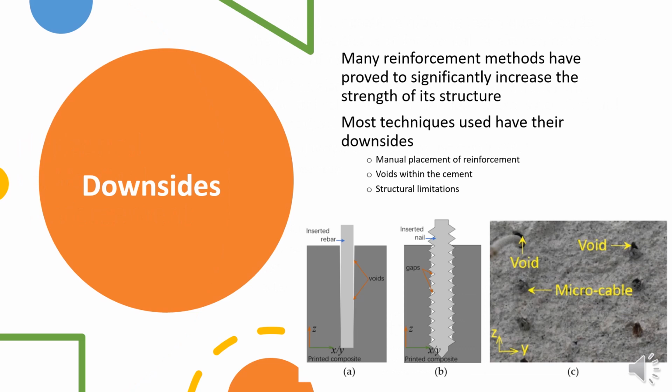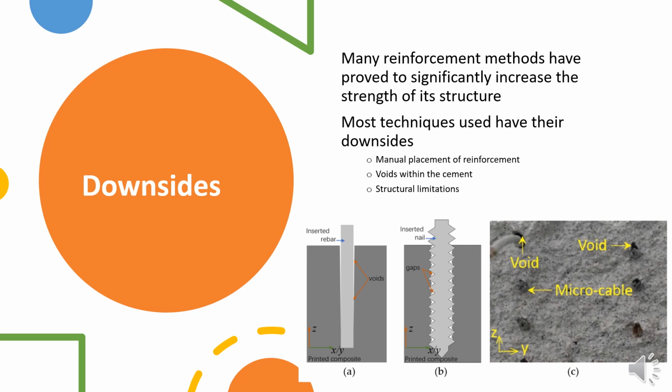While many reinforcement methods have proved to significantly increase the strength of the structure, most techniques do have their downsides. Some of these downsides include having to manually insert the reinforcement or to have an outside mechanism that is required to assist with the placing of the reinforcement. Manual placement of the reinforcement takes time, and also it can disrupt the displacement of the cement paste, leading to further structural issues. It was also found that when inserting wire, cable, or rebar after the cement printing, this created voids within the concrete that weakened the overall structure.